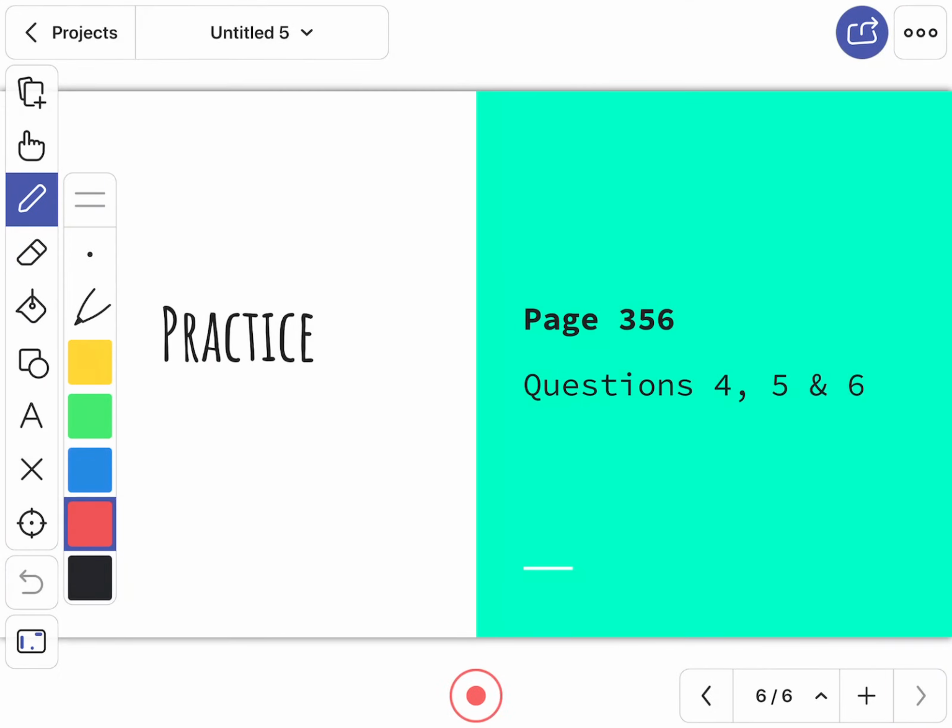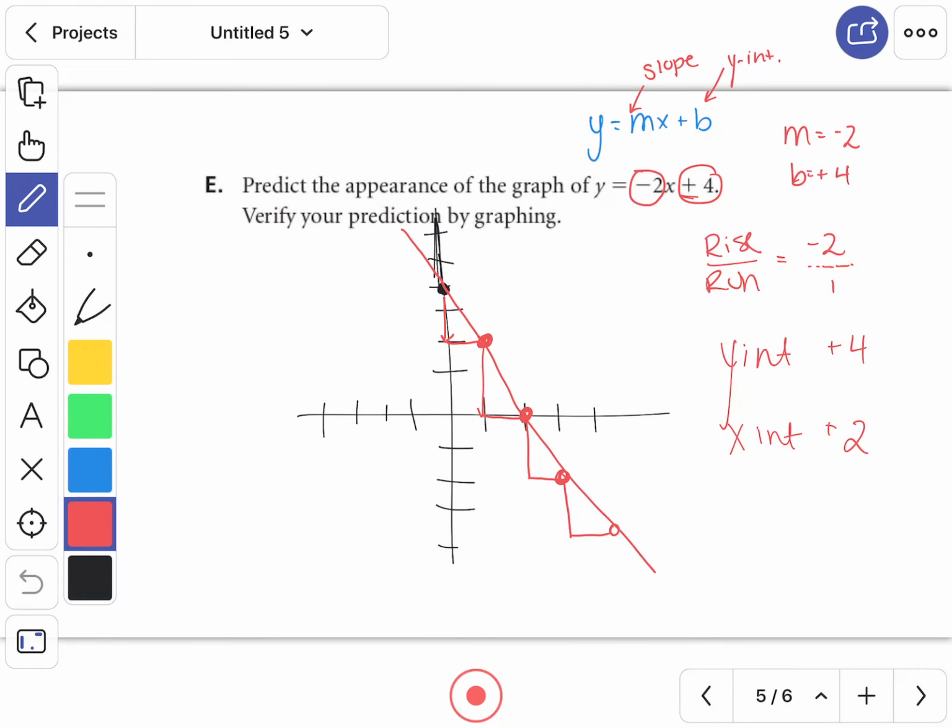I know this wasn't in our notes, and I didn't really account for it in our learning plan this week. So I would recommend that you take a look at questions 4, 5, and 6 on the next page, on page 356. It asks to predict what's common about a couple of equations, predict what's common about another set of equations, and then graph without using a table of values. So kind of like we did on this question here.